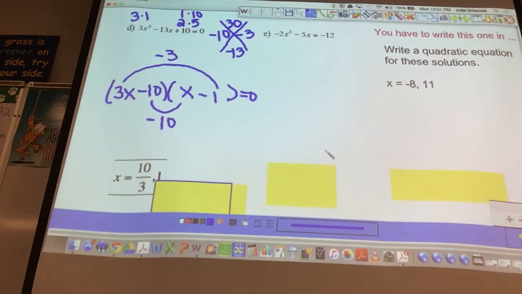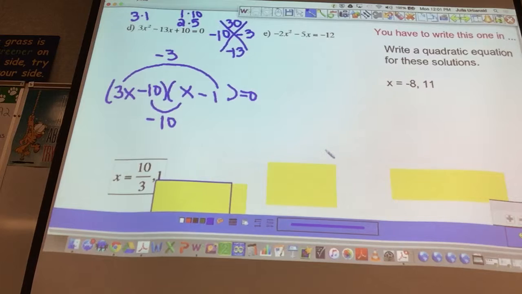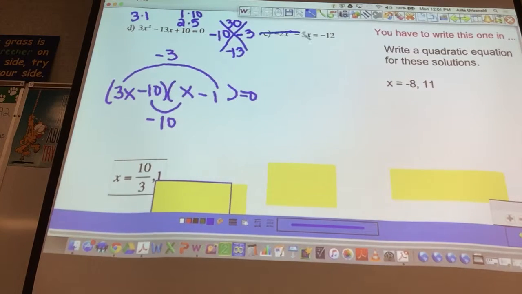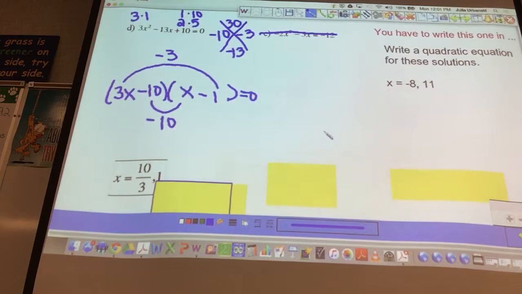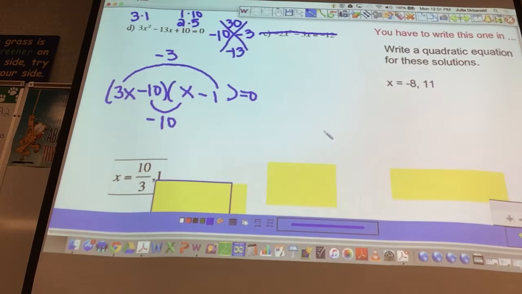Alright, let's skip letter E, actually, because I see some of you might be out of space for this last example. So cross off letter E. And let's do this one. You have to write this one in, so write that down right there. Write a quadratic equation for these solutions. In your blank on the bottom right-hand corner, copy down the directions, write a quadratic equation for these solutions, because you will see this.